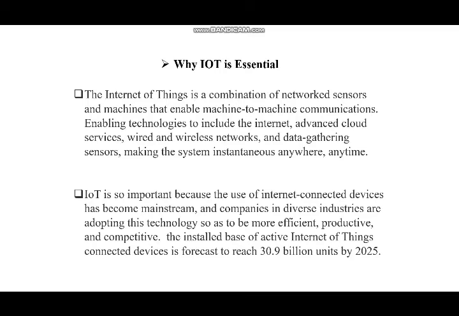IoT is so important because the use of internet connected devices has become mainstream. Companies in diverse industries are adopting the technology to be more efficient, productive and competitive. The installed base of active Internet of Things devices is predicted to reach 30.9 million units by 2025.